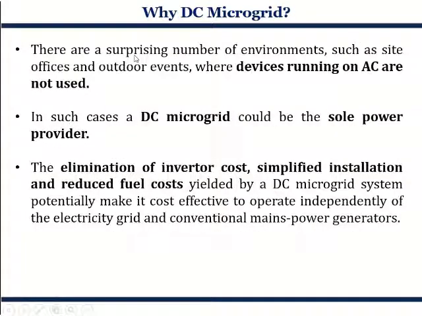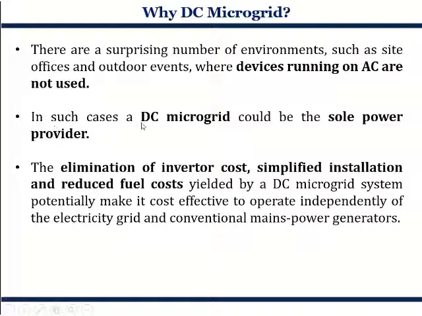Next, there are a surprising number of environments, such as site offices and outdoors, where devices running on AC are not used. Most of the devices are DC. So if these environments are identified and directly connected to DC, again it will be beneficial. Firstly, they will get a surplus of energy, and second, there will be cost cutting because we don't need any energy conversion devices from DC to AC. Hence, outdoor places can be equipped with a DC generator.